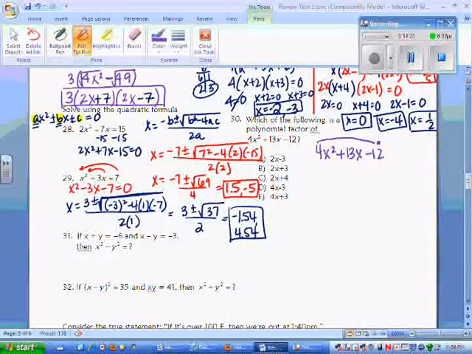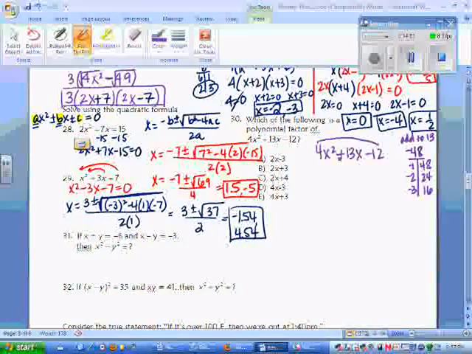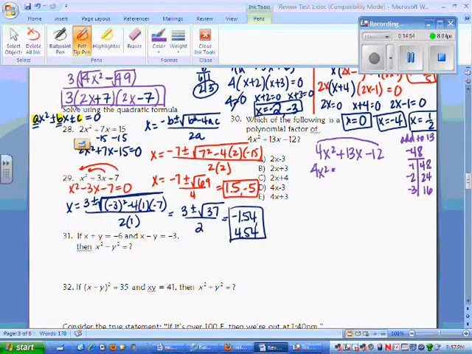Multiply 4 times negative 12. I get negative 48. And we have to find the numbers that add to 13. 1 and 48. 2 and 24. 3 and 16. Remember, one always has to be negative. Negative 3 will work. So this one stays the same. 4x squared, negative 3x plus 16x minus 12. Again, the first one stays the same, last one stays the same, the middle two is split.